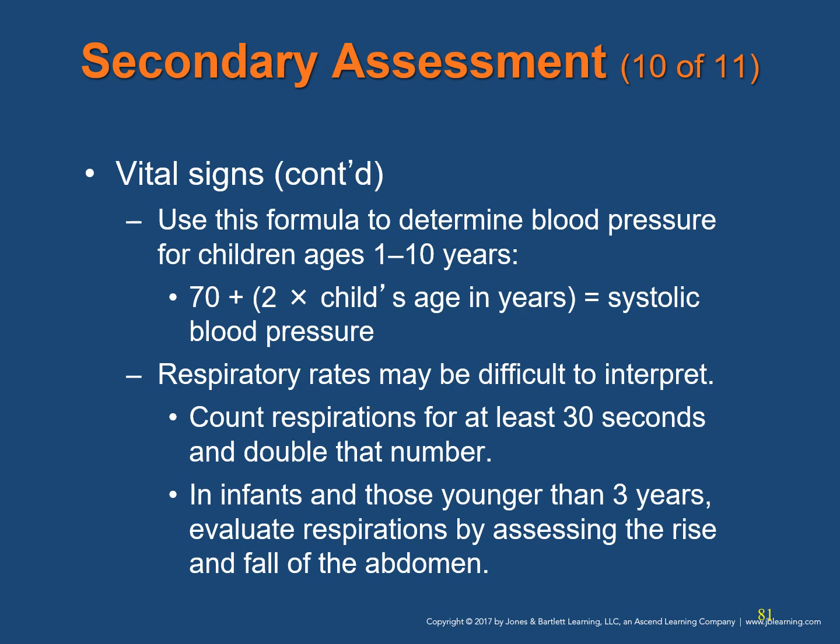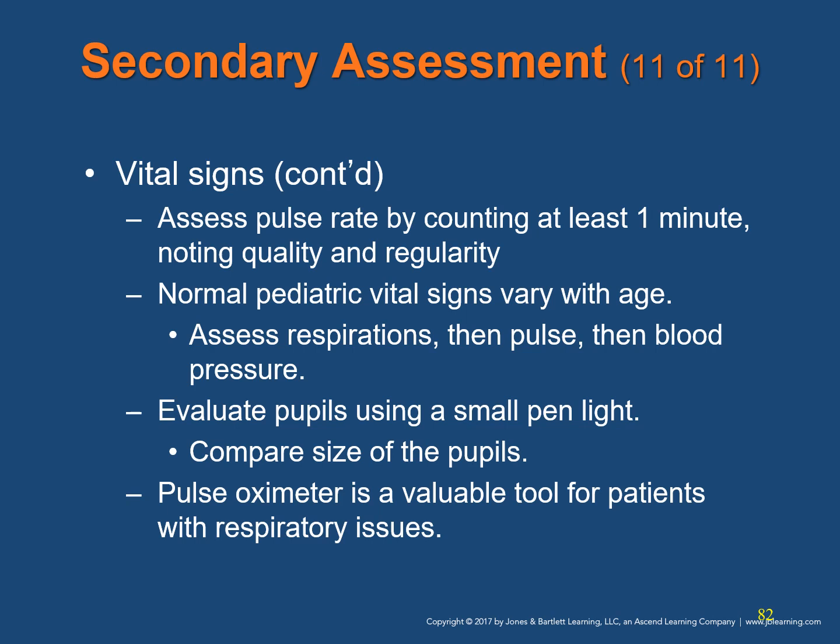Respiratory rates may be difficult to interpret. Count the respirations for at least 30 seconds, then double that number if counted for 30 seconds. In infants and children younger than 3 years, evaluate respirations by assessing the rise and fall of the abdomen. Assess the pulse rate by counting for at least 1 minute, noting quality and regularity. Normal vital signs in pediatric patients vary with age.